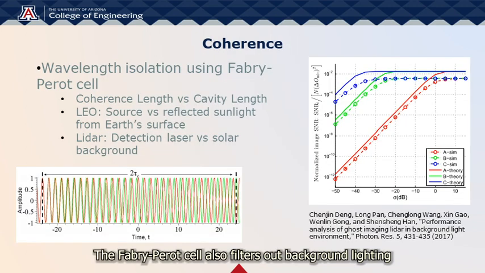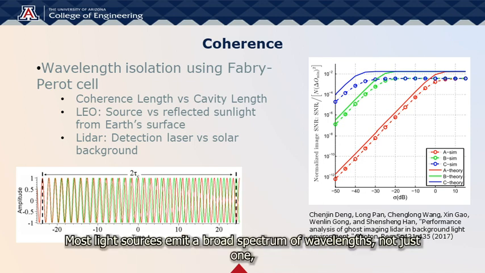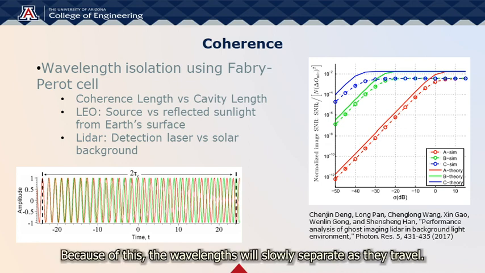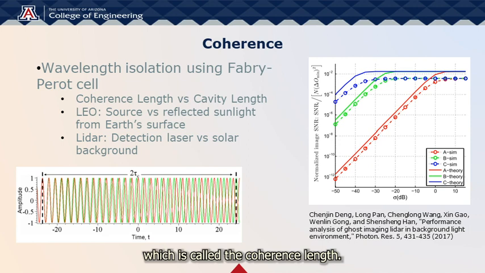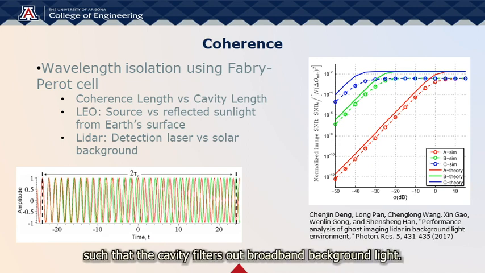The Fabry Perot cell also filters out background lighting by an extension of this principle called coherence filtering. Most light sources emit a broad spectrum of wavelengths, not just one, with each wavelength traveling at a different speed in air. Because of this, the wavelengths will slowly separate as they travel. The wider the source emission spectrum, the shorter the distance light can actually travel before the wavelengths separate, which is called the coherence length. We can adjust the cavity length with this coherence length in mind such that the cavity filters out broadband background light.